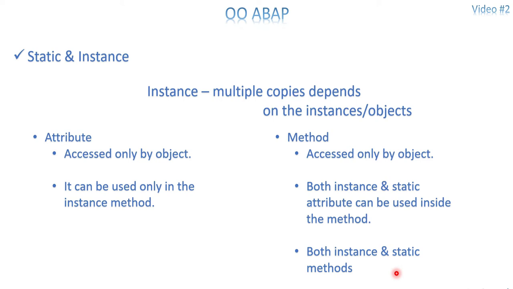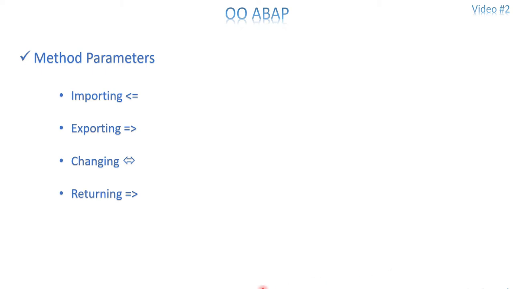It's very simple. So single copy, multiple copies. Clear? And another area which we are going to see is the method parameters. There are 5 method parameters. I'm ignoring one for this particular session, that is called exceptions. Once I take the exception concept, I'll come back to exceptions in method parameters as well. So today we are going to see importing, exporting, changing and returning.